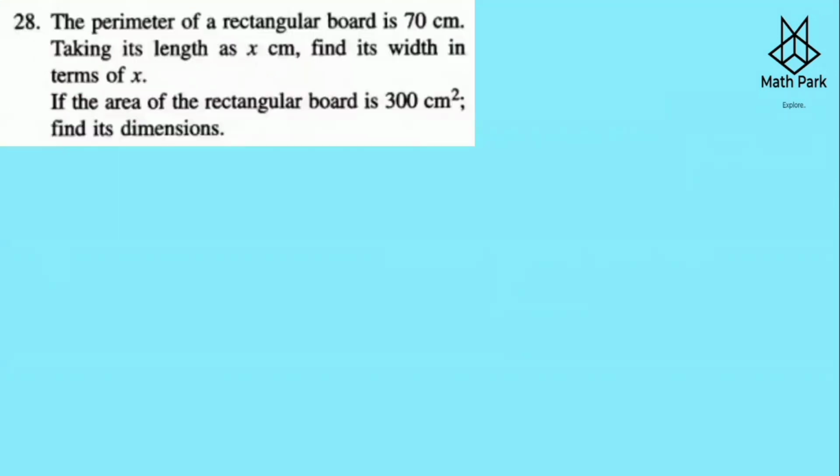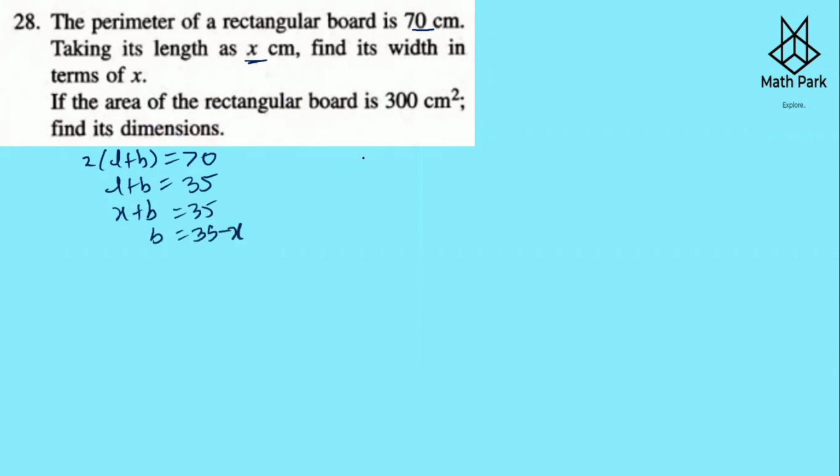Moving to question number 28, the perimeter of a rectangular board is 70 centimeter, taking its length as x, find its width in terms of x. If the area of rectangle board is 300 centimeter square, find its dimensions. Taking length as x, find the width. So the perimeter is given as 70. So perimeter, that is twice length plus breadth is equal to 70. So length plus breadth is equal to 70 divided by 2, that is 35. If length is x, then x plus b is 35. So you get breadth is equal to 35 minus x.